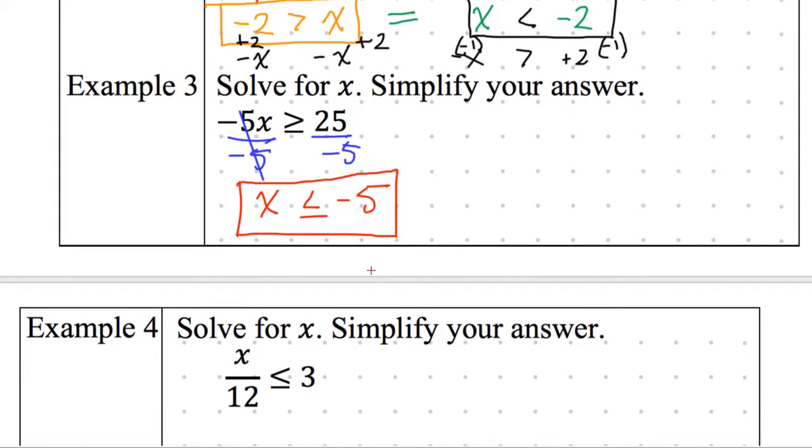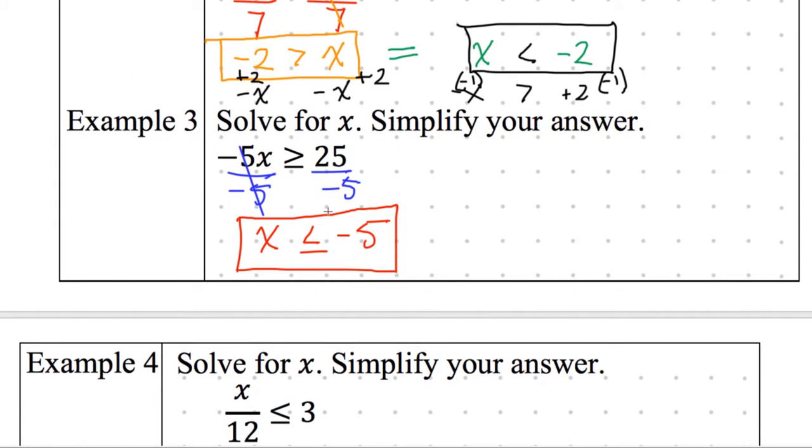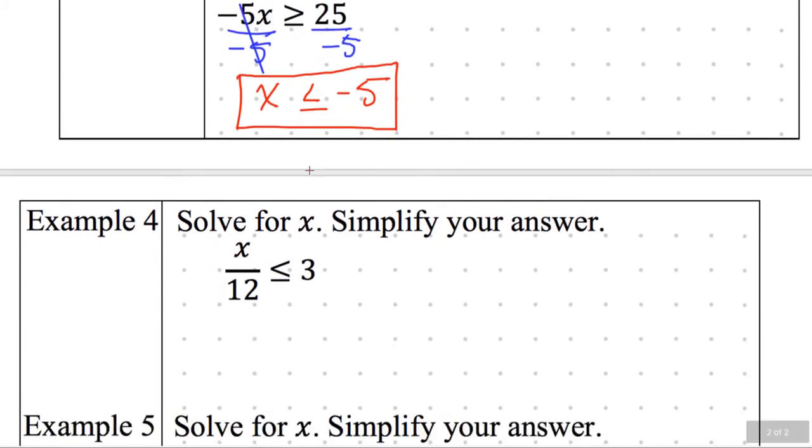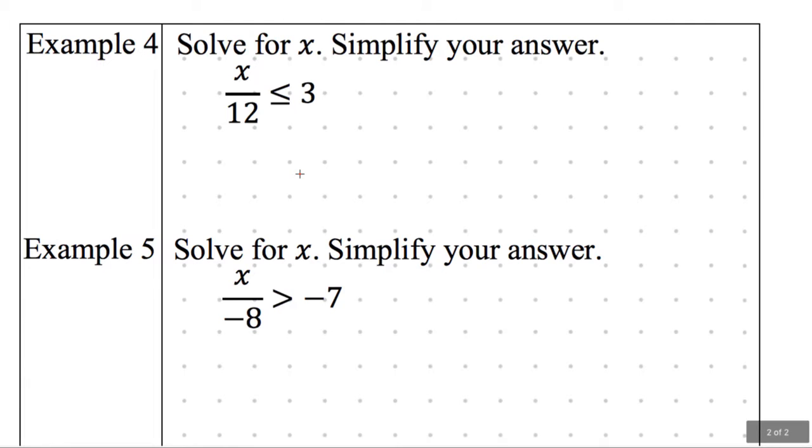All right, that was example 3. Make sure you always check if you're multiplying or dividing by a negative to make sure if you need to flip that sign. Okay, on the back, I should hear papers ruffling as you flip to the back. Example 4, solve for x and simplify our answer. Quiet raised hand. What are we going to do to both sides? I can call on you multiple times now. Sergio. Times by 12 on both sides.